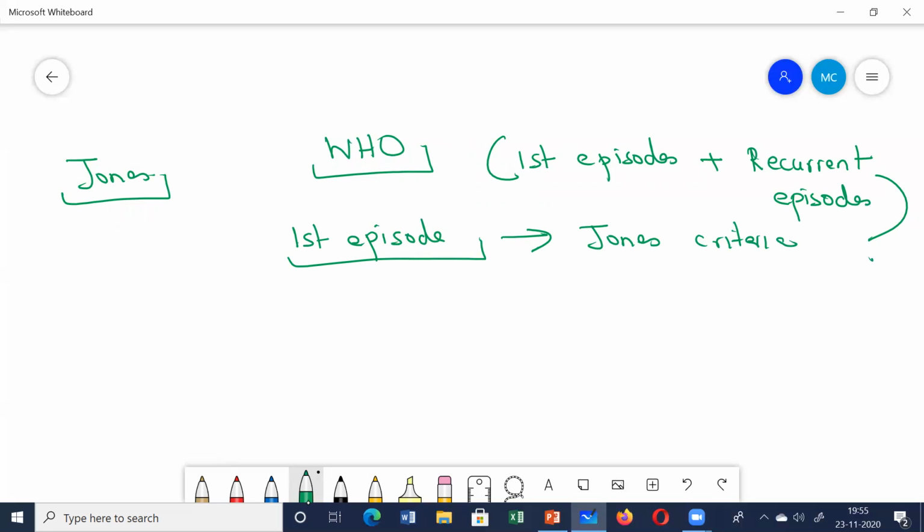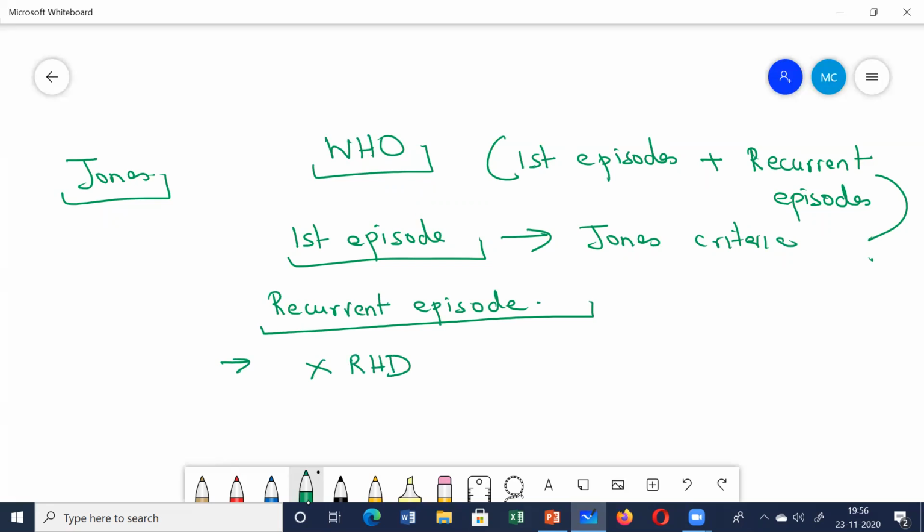Okay, and for a recurrent episode, where the patient was already affected once and this is the second or third time the patient has come to you, it's a recurrent episode. In a patient, we'll divide this recurrent episode into two things: if the patient already had an established rheumatic heart disease, and if the patient didn't have an established rheumatic heart disease.